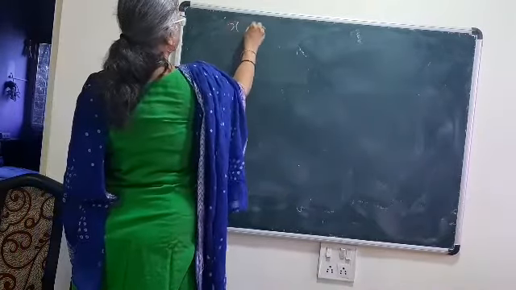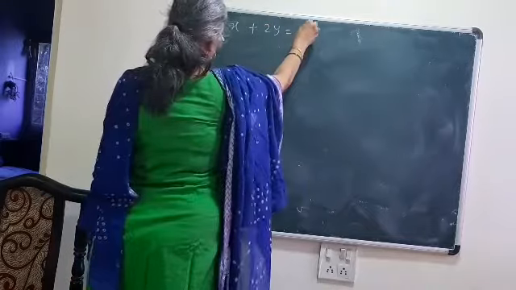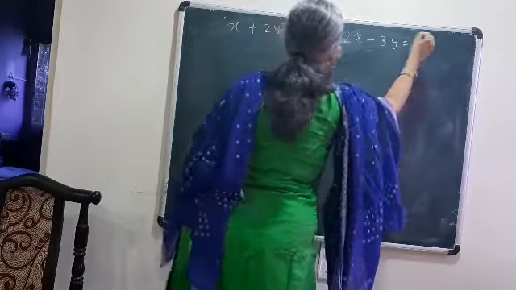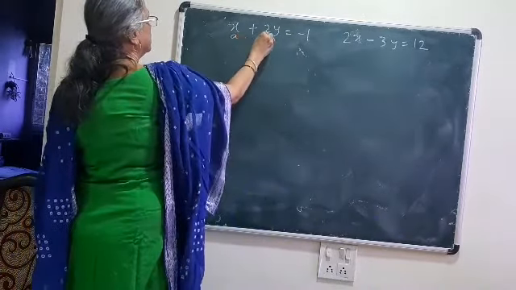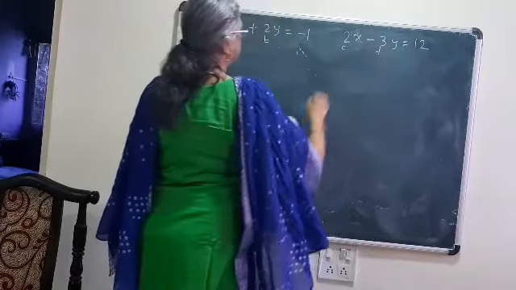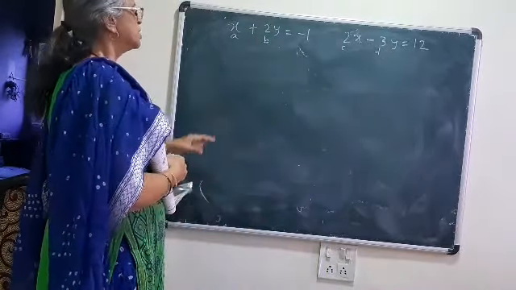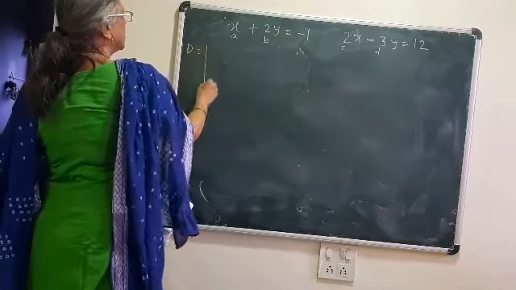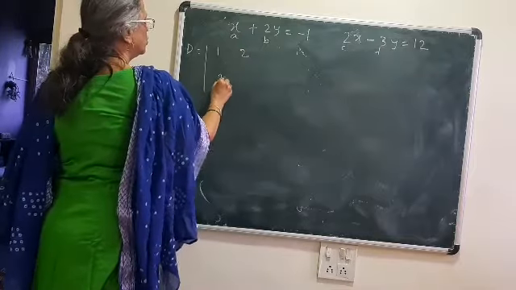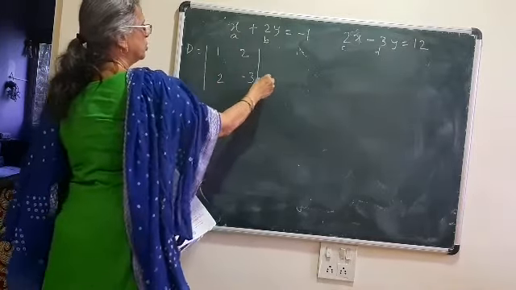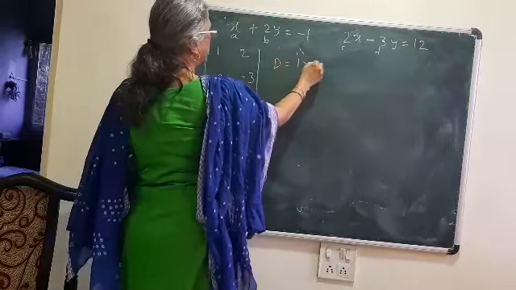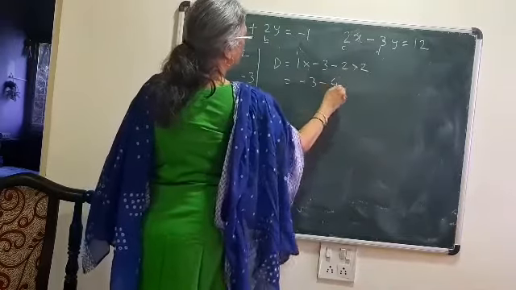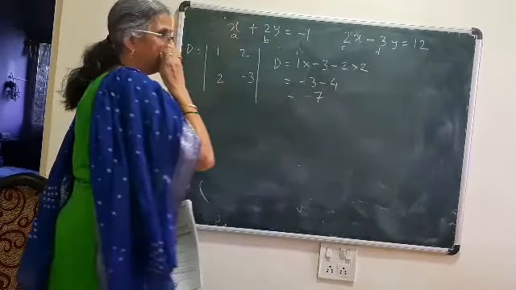x plus 2y equal to minus 1 and 2x minus 3y equal to 12. So this is given already in the standard form. For our understanding, we are writing A, B, C and D. Then for D we are going to write 1, 2, 2, minus 3. So the value of D will be 1 into minus 3 minus 2 into 2. So minus 3 minus 4, that will give you minus 7 as D.